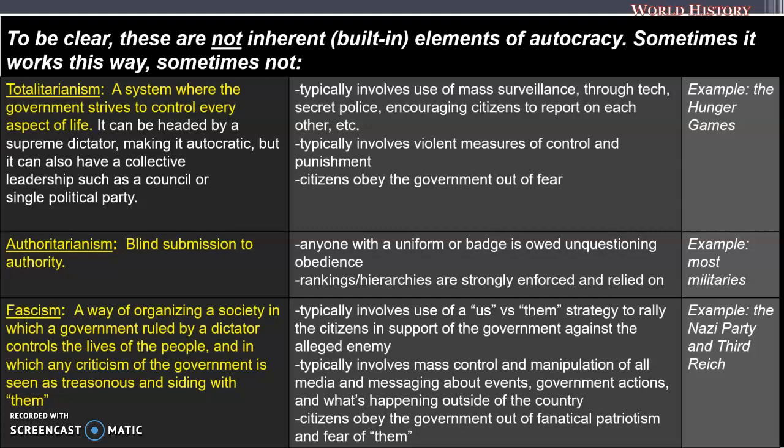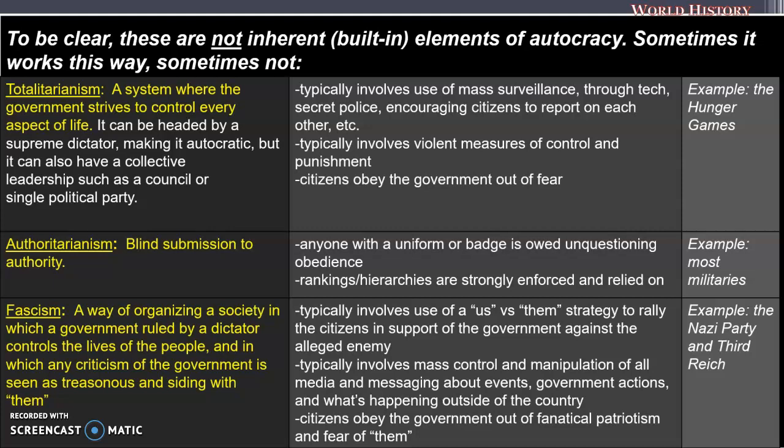Authoritarianism, again, this is not inherent, but these are concepts that sometimes apply to an autocracy. This is blind submission to authority. So anyone with a uniform or badge is owed unquestioning obedience. Hierarchies are strongly enforced and relied on.